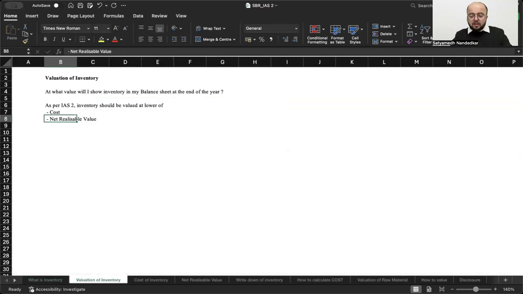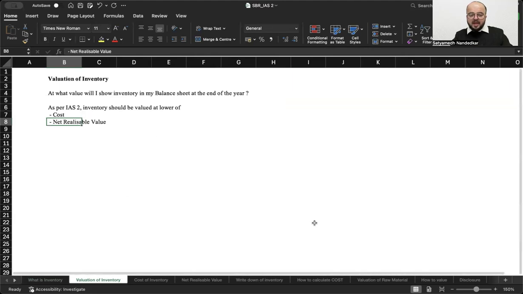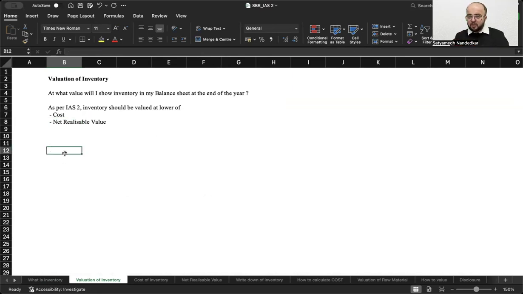Now, IAS 2 has a very basic principle for valuing inventory at the end of the year. How should inventory be valued? IAS 2 says that inventory should be valued at the lower of cost or net realizable value. Now, how to determine each of these is what the accounting standard is all about.